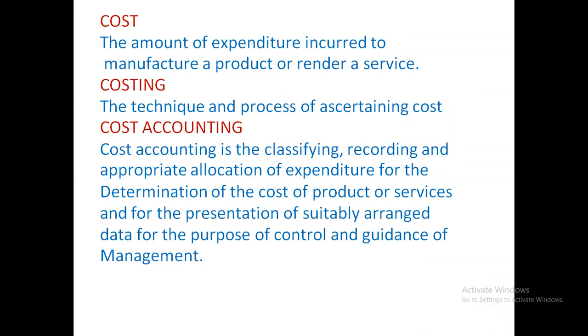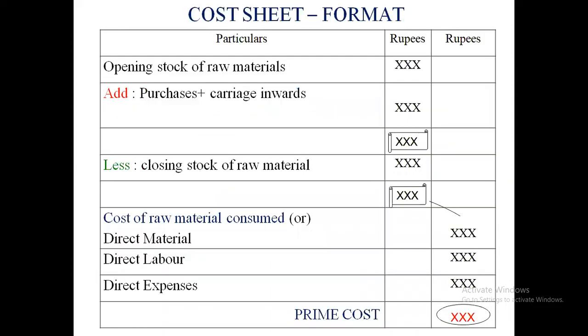Then, after finding the cost of the product or services, what are we going to do? We are going to make a presentation to the management. So this is cost accounting. In simple words, what is cost? It is the total amount of expenditure incurred to manufacture a product. So that is the first part: the definitions of cost, costing, and cost accounting.